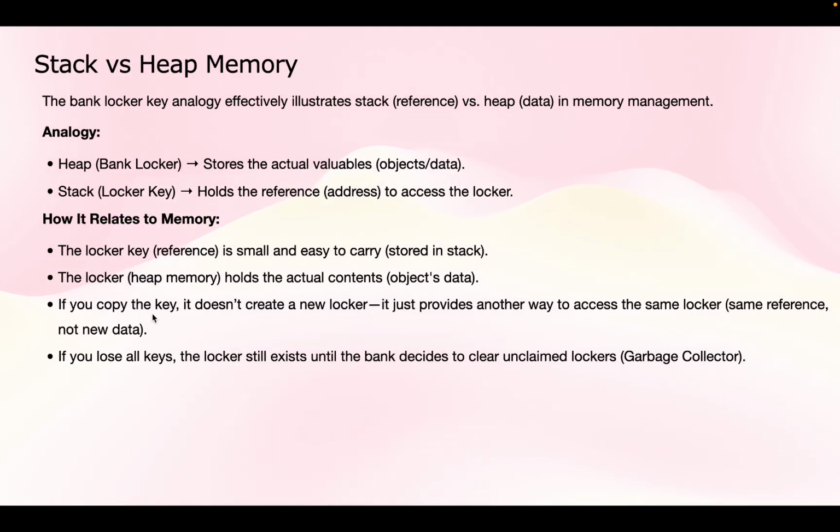And if you copy the key, it doesn't create a new locker, it just provides another way to access the same locker. Like this, in reference type objects, if you copy one object into another object, it doesn't create new data, same data is shared by all the objects. Then if you lose all the keys, the locker still exists until the bank decides to clear unclaimed lockers. Like this, stack memory is cleared when method exits, but data in heap memory will not be cleared until garbage collector clears it.